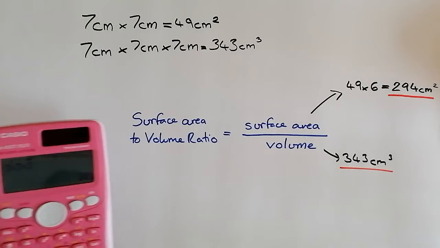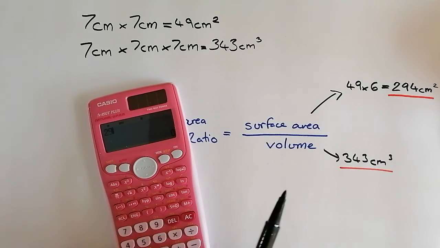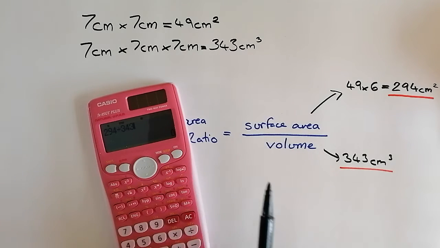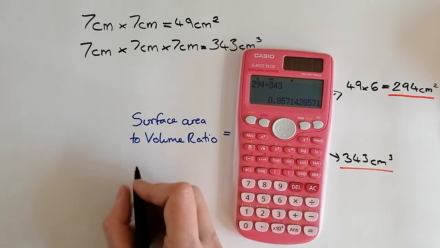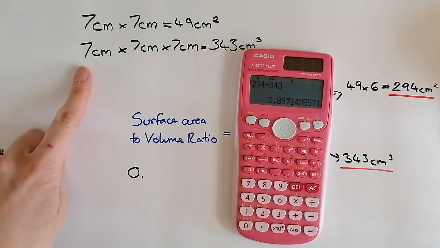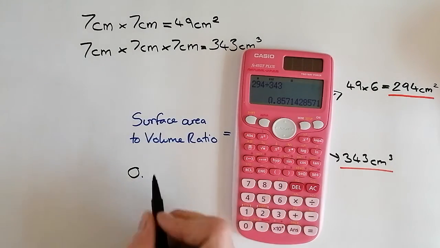So now what we need to do is our surface area, 294, divided by our volume, 343. And that comes out as that number there. Now, we have measured to the nearest centimetre. As a general rule, unless it specifies number of significant figures or number of decimal places, you should only ever really give one more significant figure than you measured to. So we measured to the nearest centimetre, so you only really want to be going to one more decimal place.